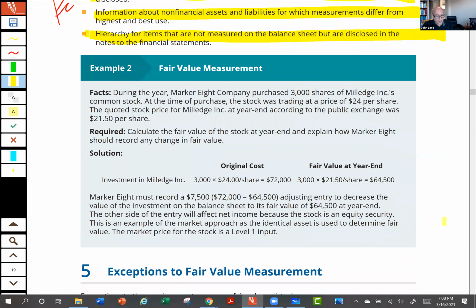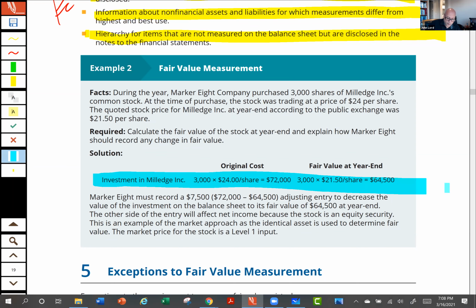And we have this during the year. Marker 8 company purchased 3,000 shares of Mileage Inc.'s common stock. At the time of the purchase, the stock was trading at a price of $24 per share. The quoted price for Mileage Inc. at year end, according to the public exchange, was $21.50. Okay, I don't even know why I'm looking at this example. I mean, what is the point here? Okay, I'm just going to sit there and compare the difference, and it's a quoted. I guess they're trying to tell me here to look at level 1 inputs, and yeah, okay, great.